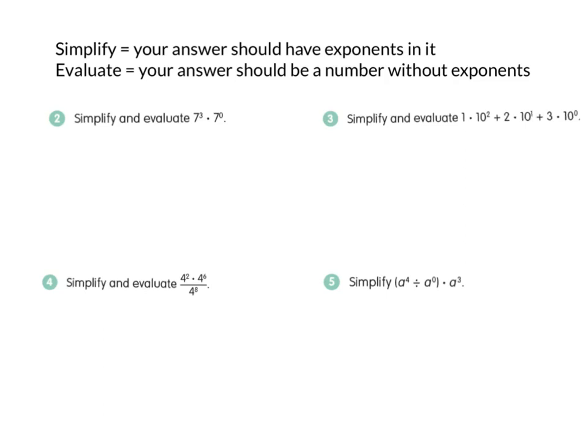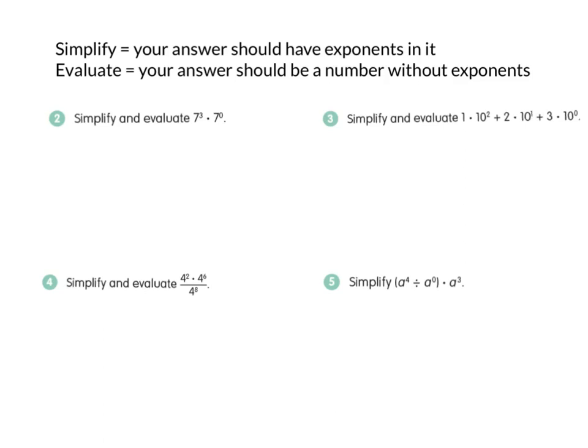Your numbers might be quite large since we're using exponents, so you might have an answer of 1,742 or 216. So when the question says evaluate, we're just looking for a number. When it says simplify, we want it to have exponents. Now number 2 says simplify and evaluate. So after we simplify it, we are going to evaluate to find out the actual number without using exponents.